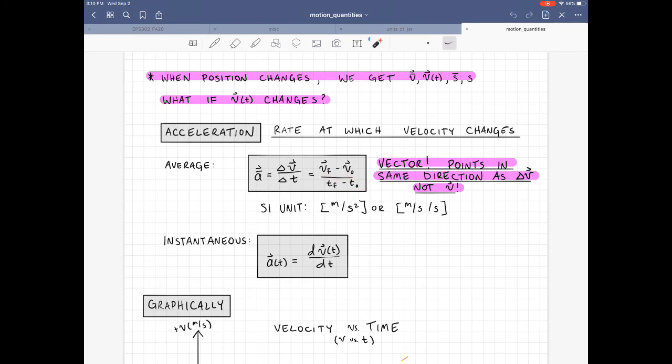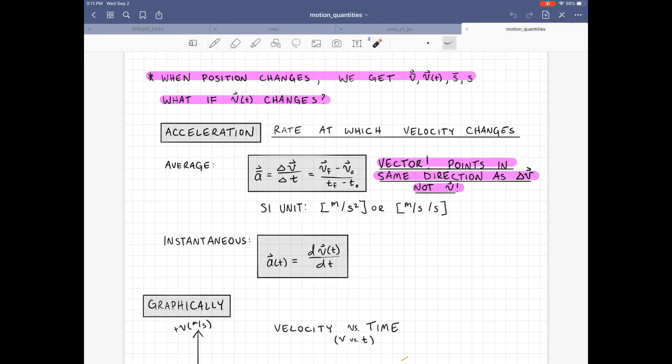Now, this is an incredibly important point right here, so I'm going to really highlight this. The acceleration vector points in the direction of delta v, the change in the velocity. This is not necessarily the direction of v at a given instant. So what we care about for this average acceleration is how the velocity is changing, not necessarily the direction the velocity vector is pointing. Now the SI unit for acceleration, well, I've got meters per second and then divided by seconds. So my unit is meter per second squared, or what I just said, meters per second per second.